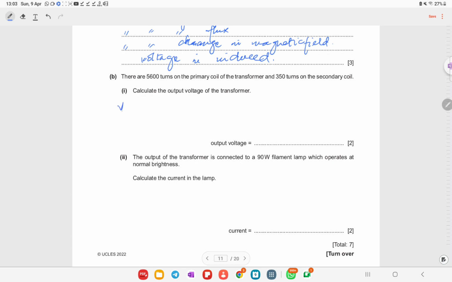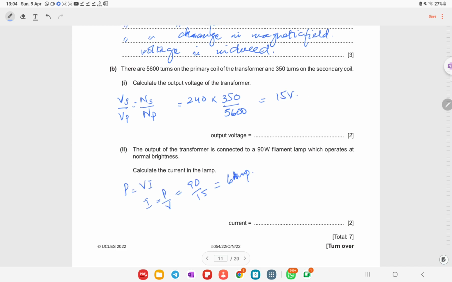So you have to apply this formula, Vs over Vp equals Ns over Np. So voltage in secondary divided by voltage in primary equals number of turns in secondary divided by number of turns in primary. So just plug the values over here. It's going to be 240 times 350 upon 5600, so it's going to be 15 volts. So your final answer will be there.